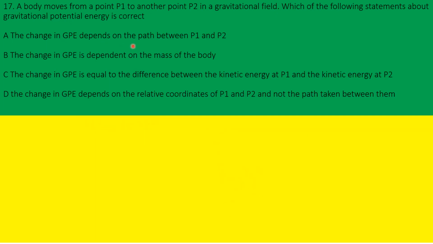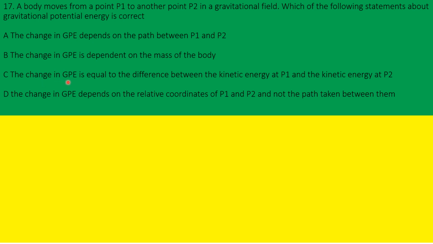Alright, a body moves from P1 to P2 in a gravitational field. Which of the following statements about the gravitational potential energy is correct? A says the change in GPE depends on the path between P1 and P2. It does not depend on the path. A gravitational field is a conservative field, so it does not depend on the path taken. The change in GPE is dependent on the mass of the body? Of course not. It depends on the relative coordinates between the points where the mass is moving. If we are talking about the gravitational field, then we are really talking about what it is about that field that determines the amount of work done, and it is those relative coordinates.